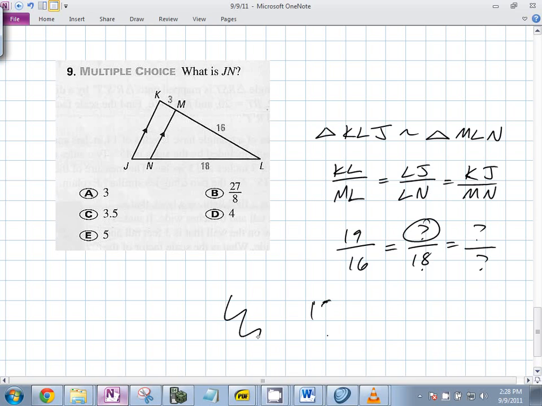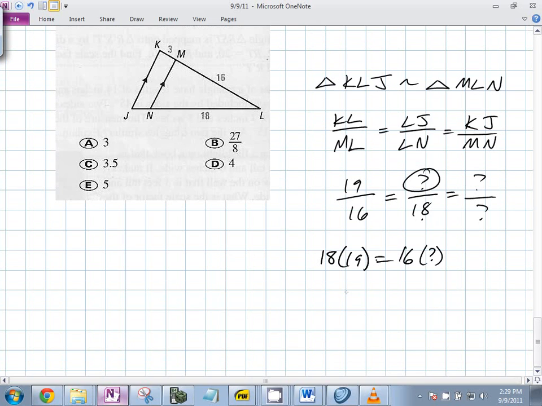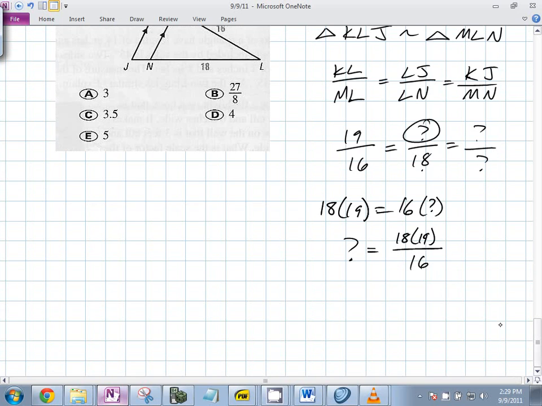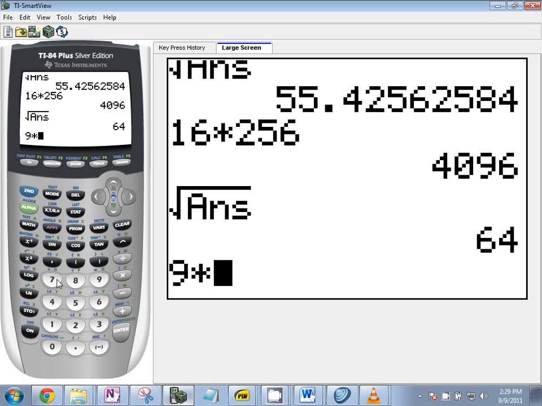It's not working. 18 times 19 is equal to 16 times question mark. So question mark is equal to 18 times 19 over 16. 9 times 19 over 8. You can do that out. We good? Which one is it going to be? 9 times 19 divided by 8.